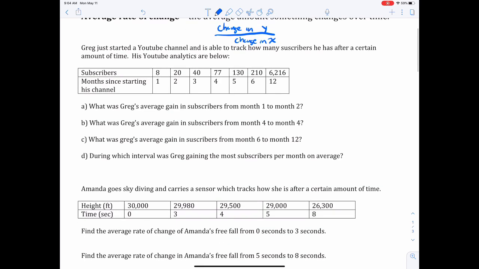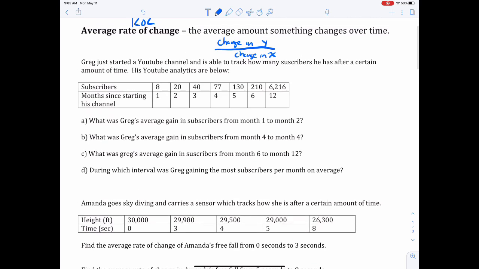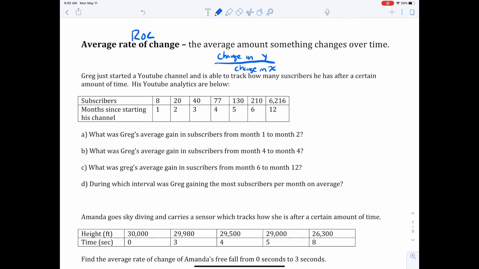All right, so Greg just started a YouTube channel and is able to track how many subscribers he has after a certain amount of time. His YouTube analytics are below. So take a look at that table, see what you notice, see what you wonder. One question I would ask you is, what does it appear happens to the number of subscribers he has? It's going up, right? My next question would be, is it going up by the same amount each month?